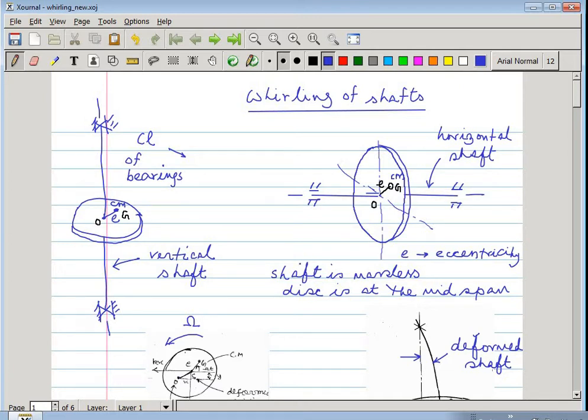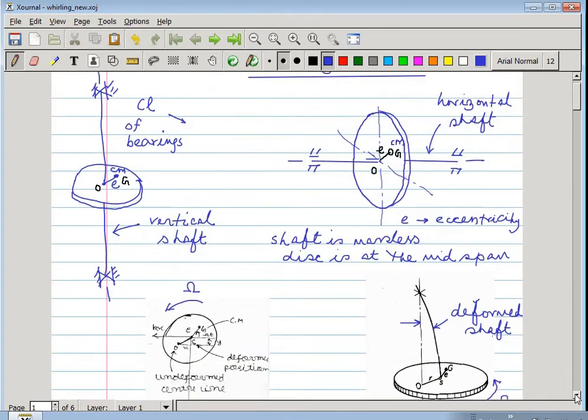Now the assumptions are: the shaft is massless, or the mass of the shaft is very small compared to the mass of the disc, and the disc is at the midspan of the shaft. Now as the disc starts rotating, what happens?